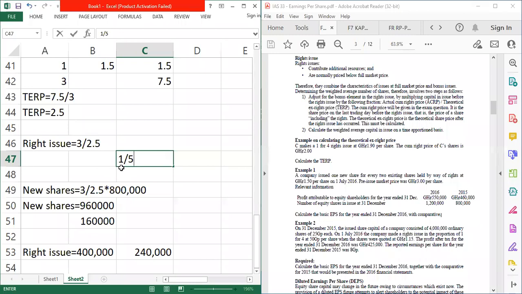So use 1 over 5 to multiply 800,000 and see something. 160,000. So the 160,000 is the bonus issue too. So you see, what I want to tell you is that after getting the right issue fraction, for you to know the bonus issue, just subtract 1 from the answer.